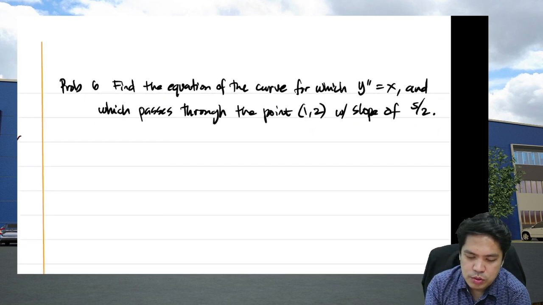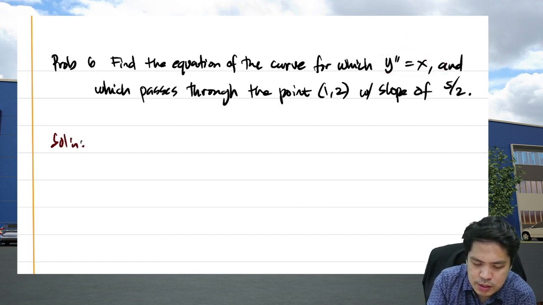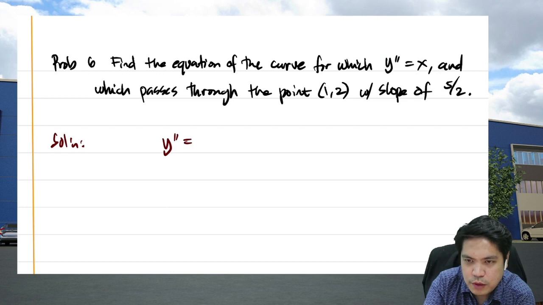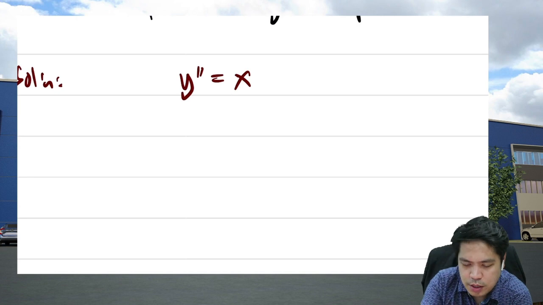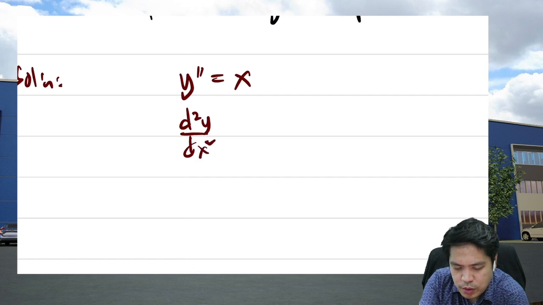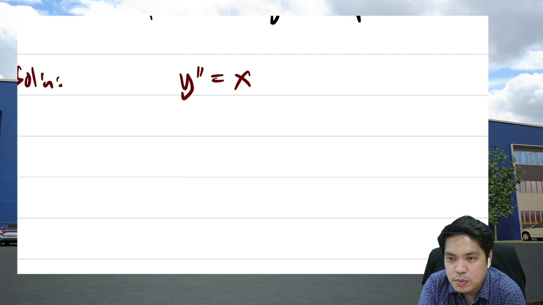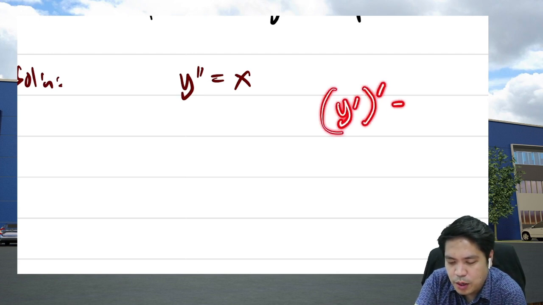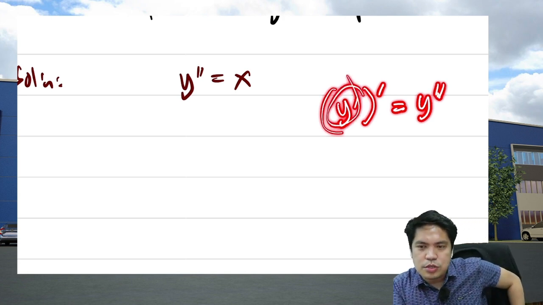Okay. So, solve muna natin. How do we solve this? Of course, we need to satisfy this. We know that from the given problem, y double prime is equal to x. And we know that y double prime is just a second derivative, right? So, I may write that as d squared y over dx squared. Pwede yung y double prime na lang. Ganun din naman. So, if we get the integral of y double prime, that would be y prime, diba? Because the derivative of y prime is y double prime. So, therefore, the integral or antiderivative of y double prime is just y prime.